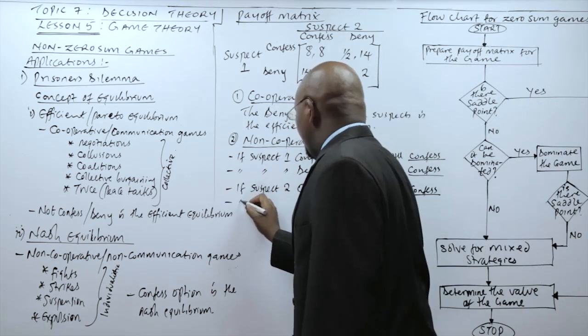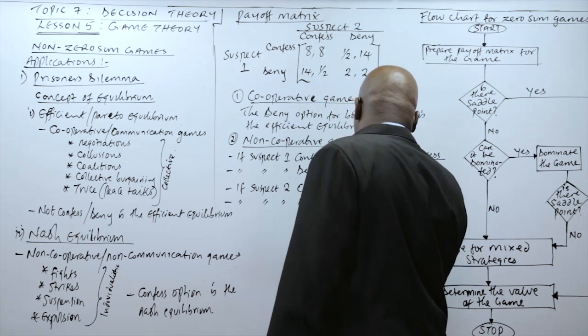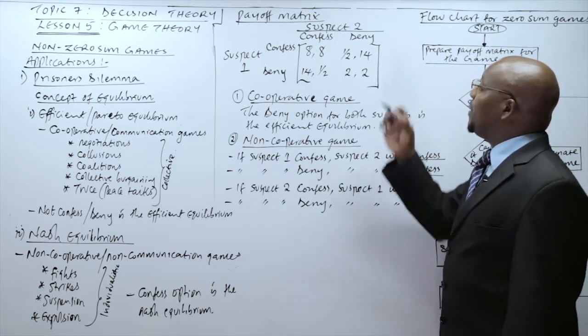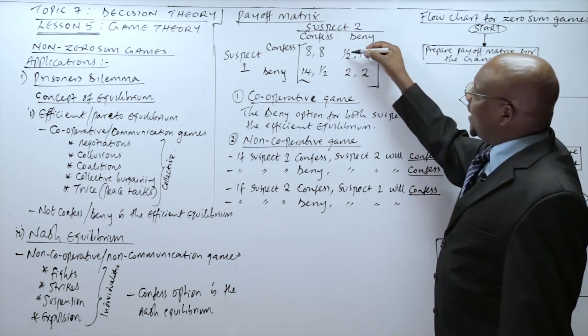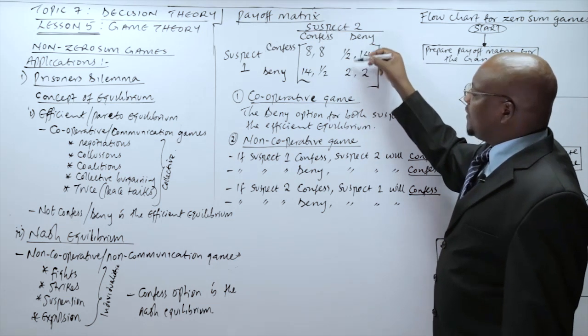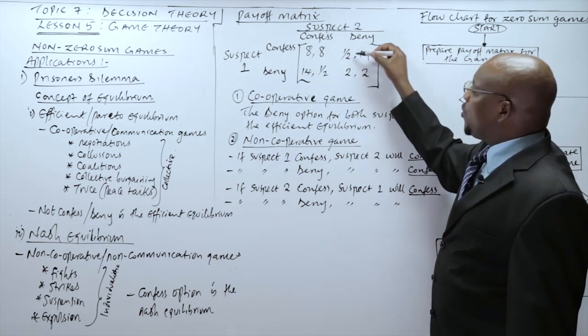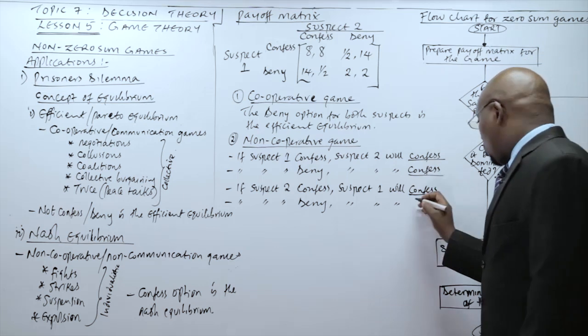But again here, if suspect 2 denies, suspect 1 will, let's see. If suspect 2 on top here is going to deny, this second column, suspect 1 will get a half or 2. The first place, when he confesses, when he denies, he is likely to confess. It is cheaper, it is going to be half a year rather than 2 years. So he's going to confess.